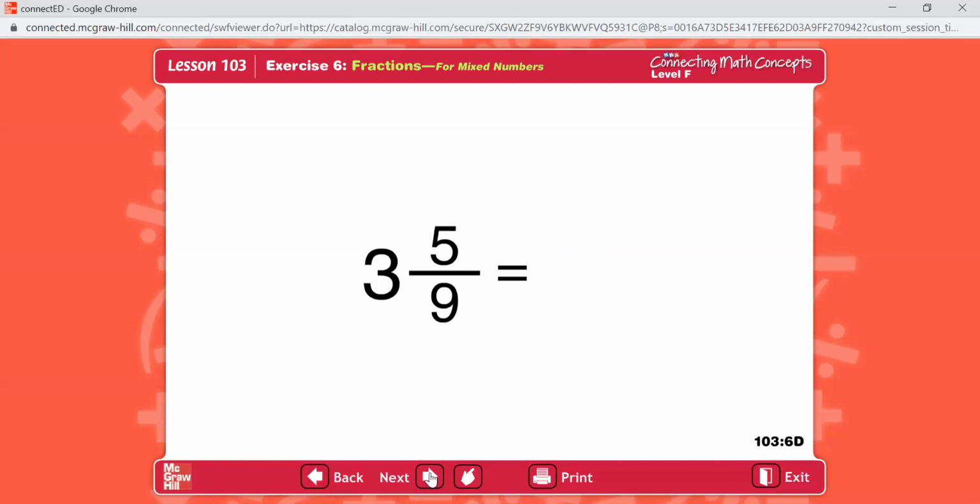3 and 5/9. Say the multiplication, then the addition. 9 times 3 plus 5. Our denominator for this fraction will remain 9. 9 times 3 is 27, plus 5 equals 32.